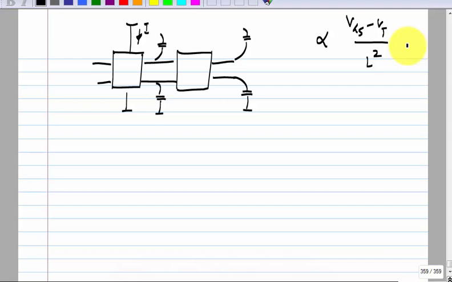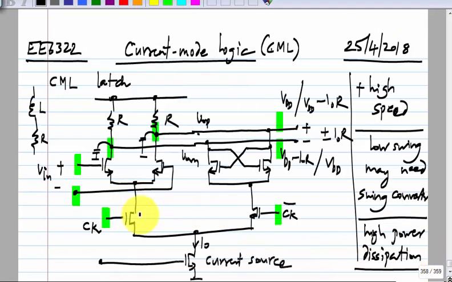But if it is operating in the current steering mode, the difference voltage required is small. That is related to VGS minus VT. For that to be small, the VGS minus VT also has to be small. But it operates in a symmetric way.